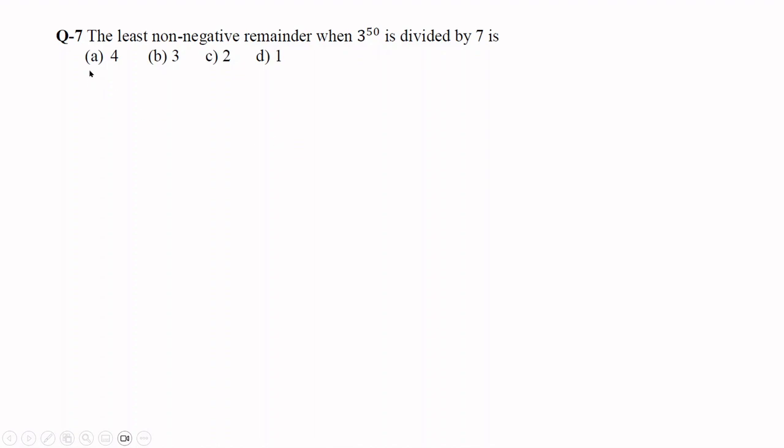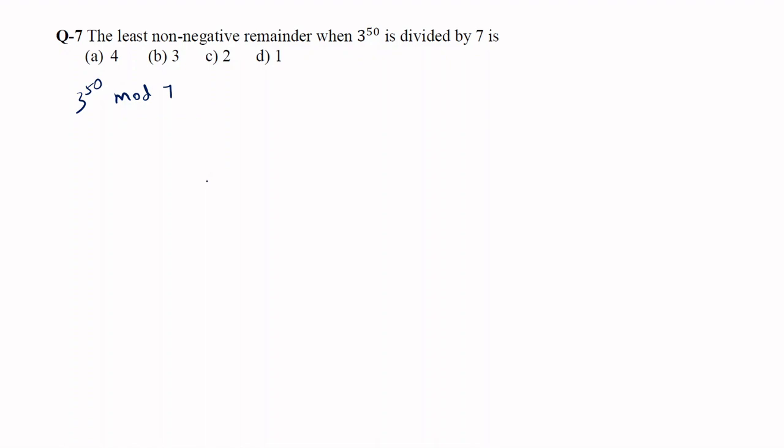Moving on to the next question. The least non-negative remainder when 3 raised to 50 is divided by 7 is. So here we have to find the remainder when 3 raised to 50 is divided by 7. So it is actually finding 3 raised to 50 mod 7.